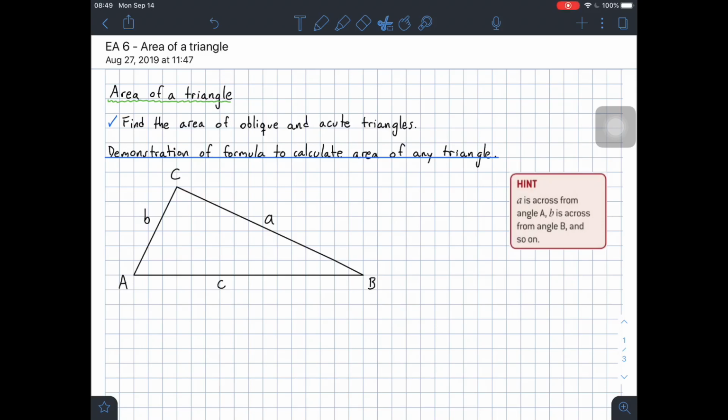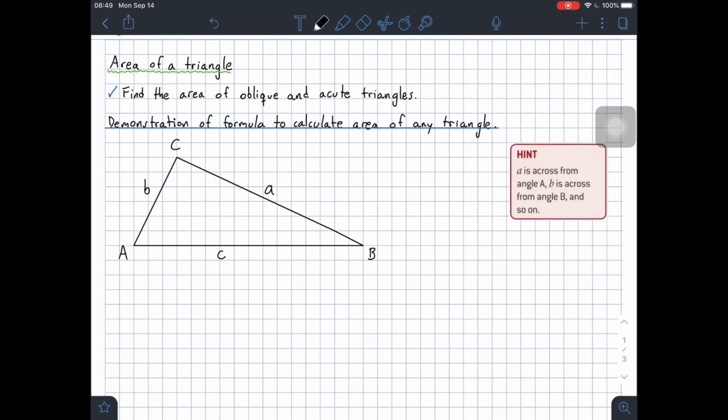Hello juniors, today we're going to see electronic assignment number 6, which is the area of a triangle. We're going to learn the general formula to find the area of any type of triangle, not only right angle triangles, but for any type of triangle. The objective for today's class is to find the area of oblique and acute triangles.